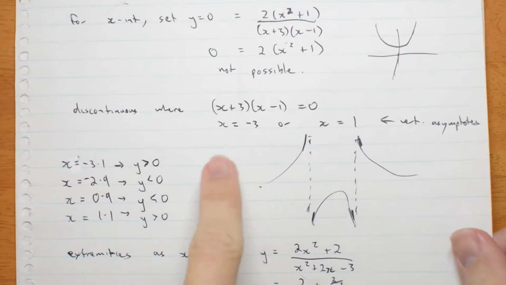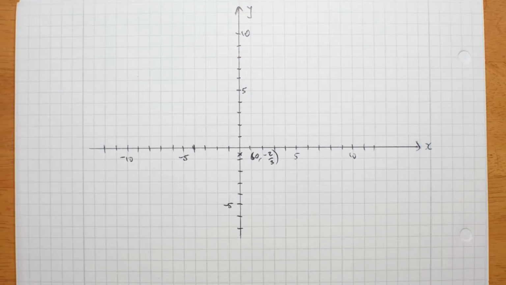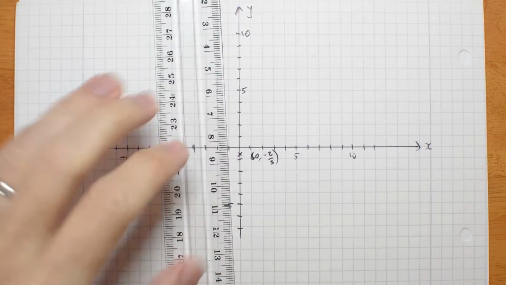It's discontinuous, has vertical asymptotes at x equals negative 3 and x equals 1. X equals 1.